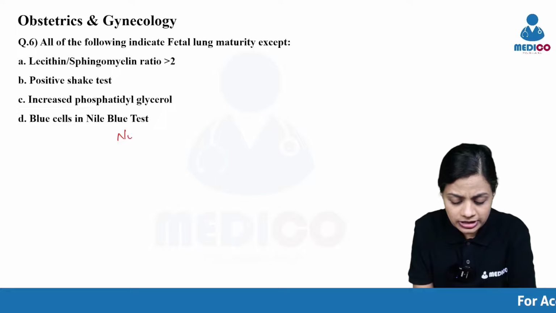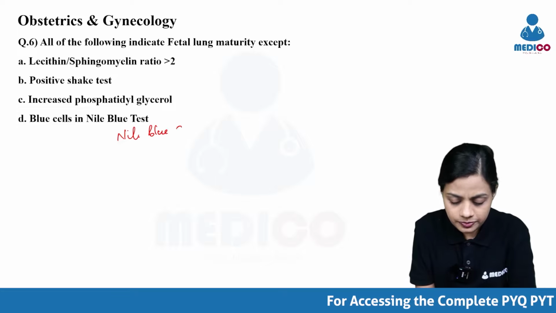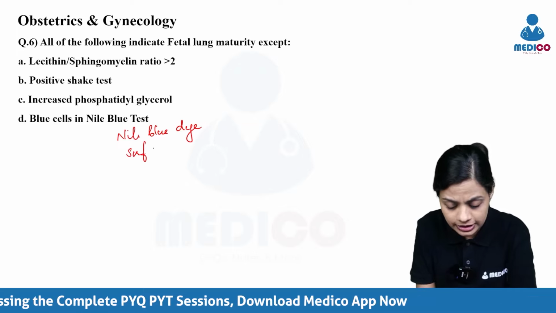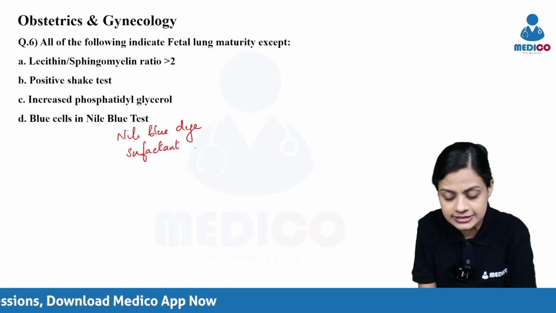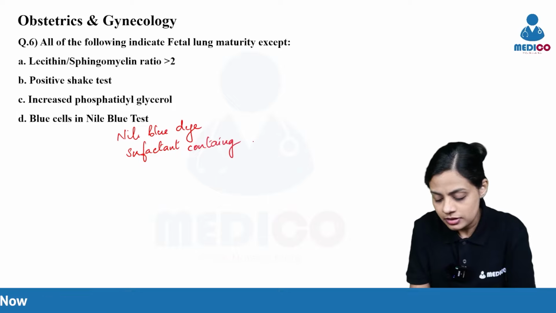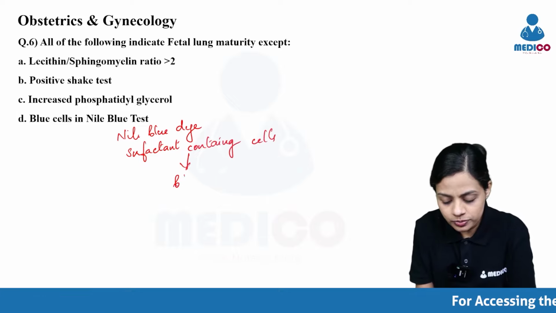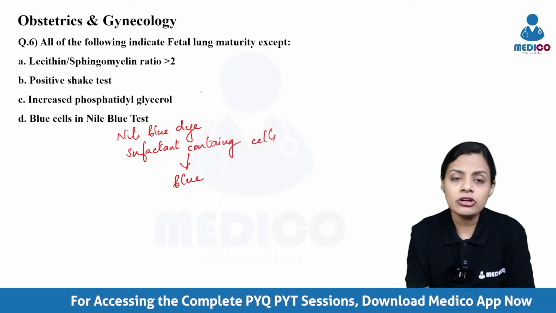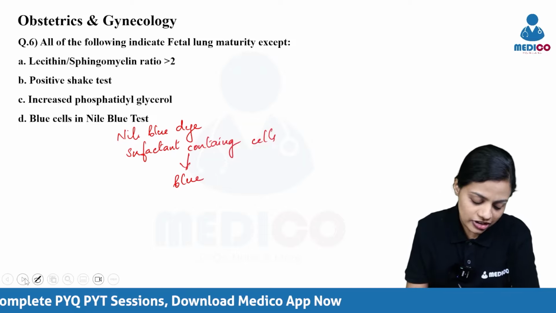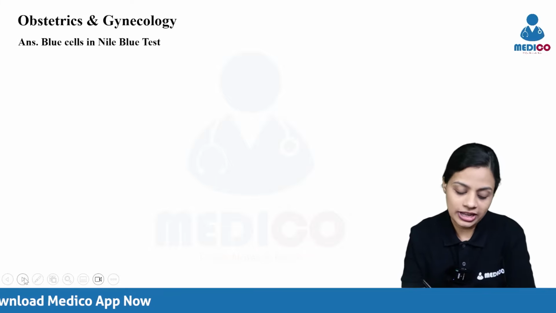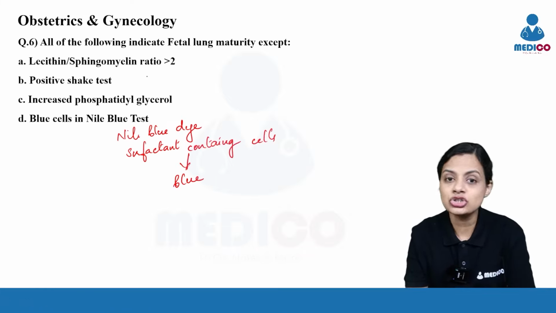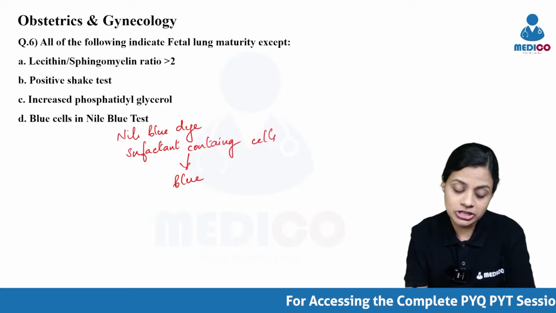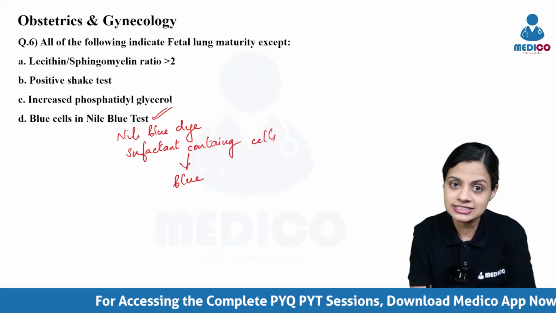What happens is you put the Nile blue dye into the amniotic fluid, and if there are surfactant containing cells, they are stained blue. What do you get from that? All of these are tests for fetal lung maturity. But what is your answer here? It is the blue cells in the Nile blue test. Why? Because this test is no longer done. It has become obsolete. We have got better markers to test for fetal lung maturity. So this is no longer done, and hence this is the answer.